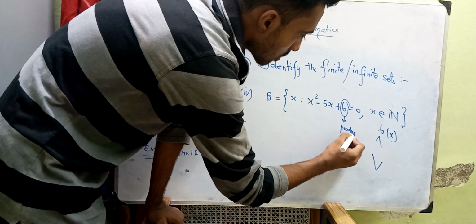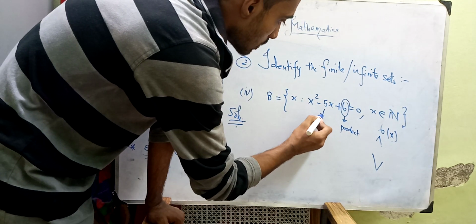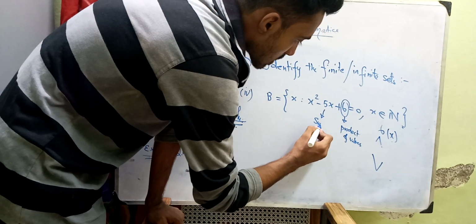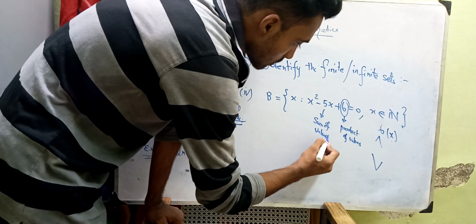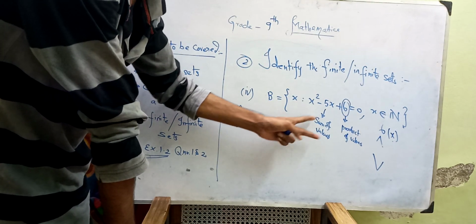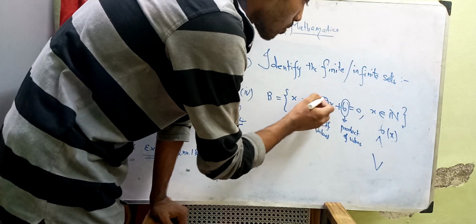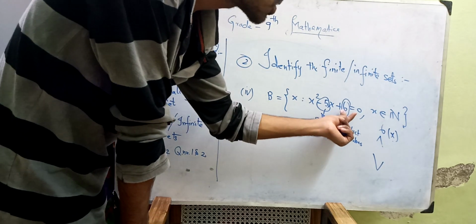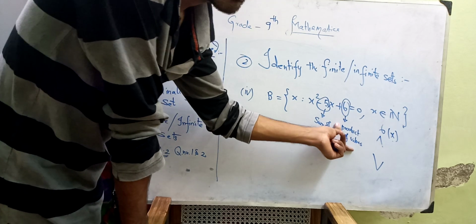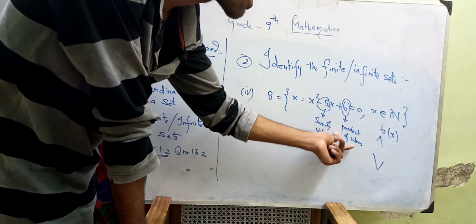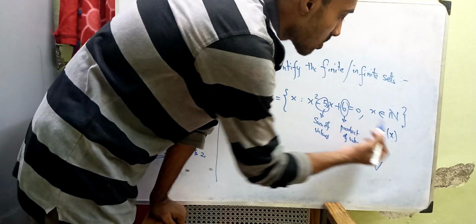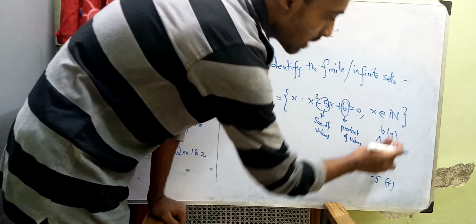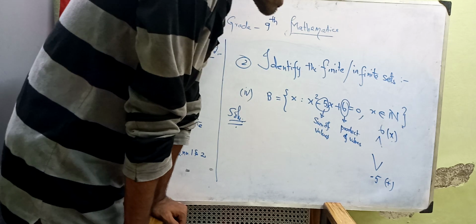This is the sum of values, and this is known as the product of values. I'm just saying the coefficient of x has the sum of values. For the constant, we don't say coefficient of constant, just constant. Constant is the product of values. I just take the constant 6 here and the sum of values here. This is sum and this is product. Product means multiplication.